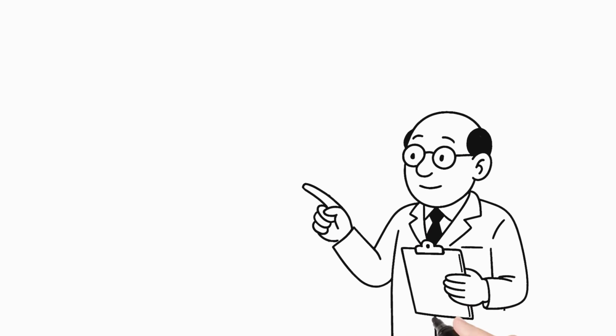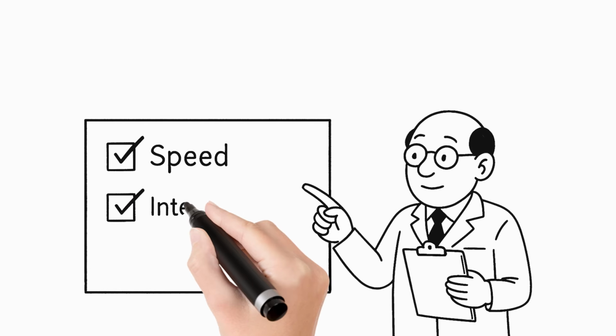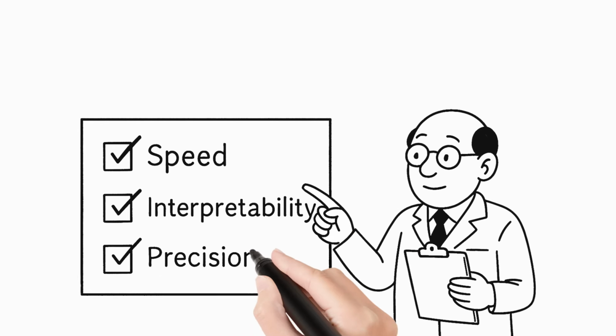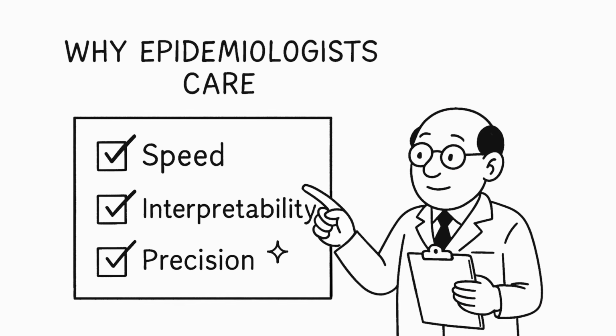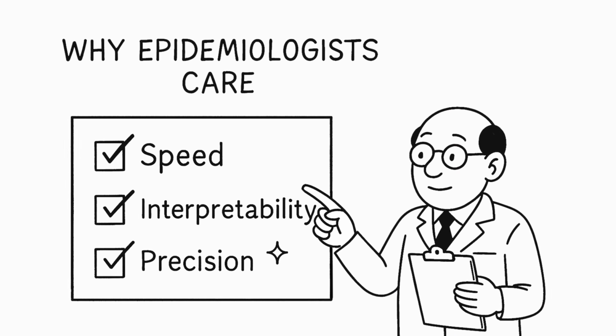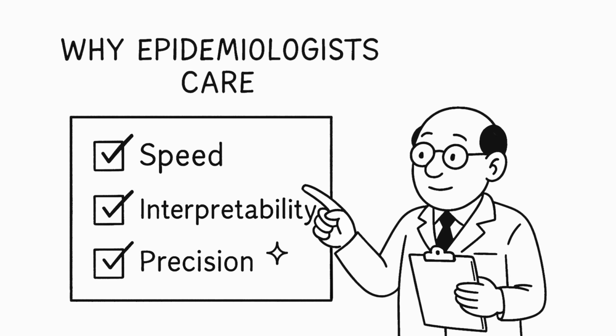Speed, one calculation, instant insight. Interpretability, derivatives connect directly to real metrics, like cases per day. Precision, helps pinpoint when things peak or stabilize. Even a simple spreadsheet can handle this.